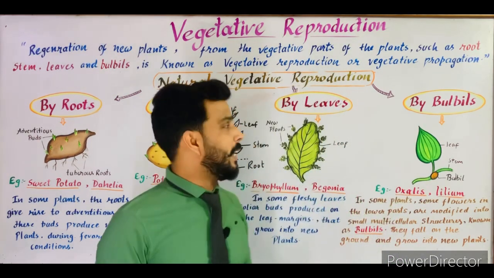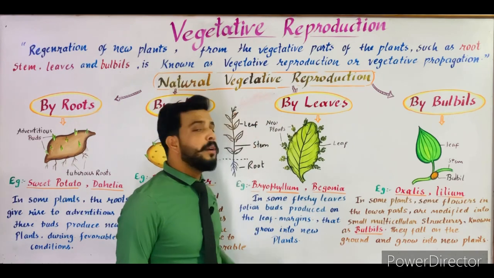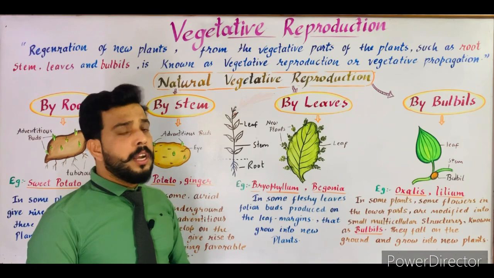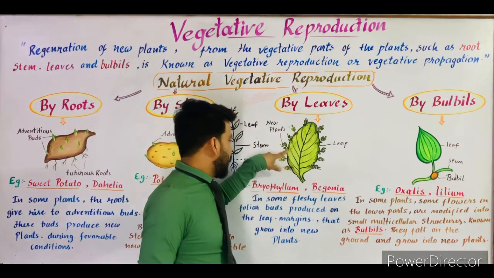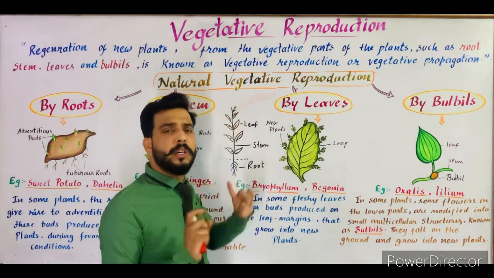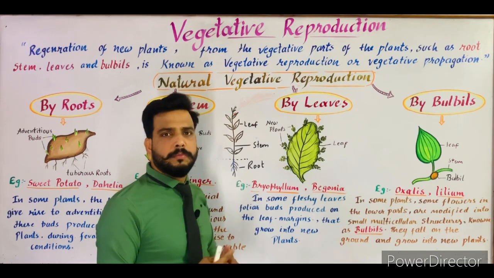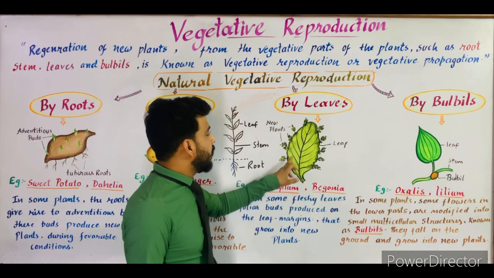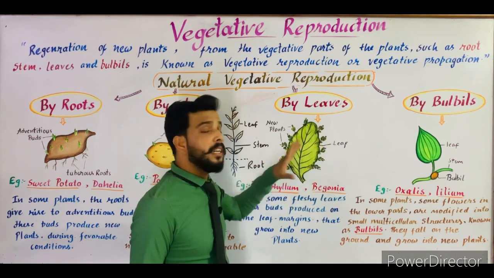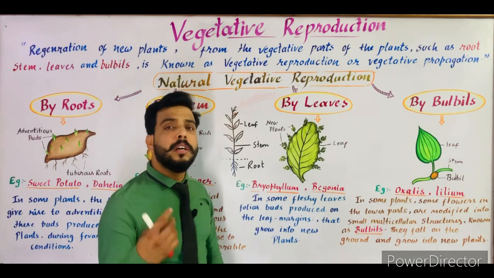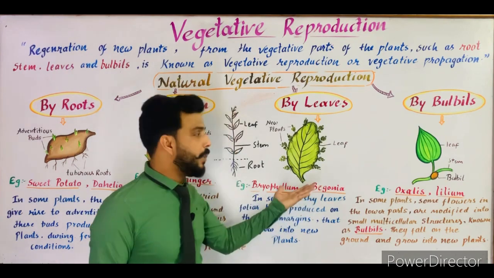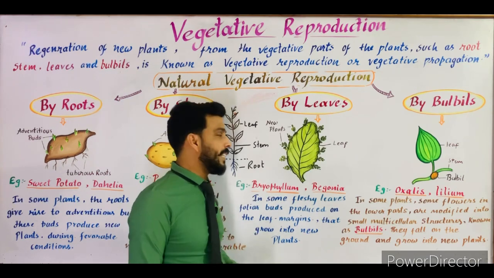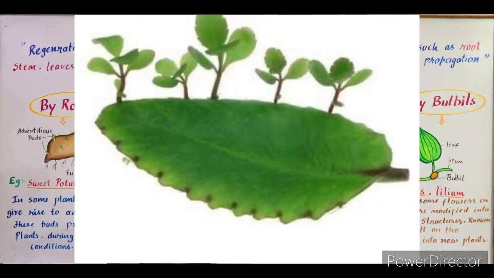Now the third one is vegetative reproduction by leaves. In some plants, the leaves become fleshy and store the food. At the leaf margins, there are numerous buds which are known as foliar buds. The word foliar means leaf-like. So in some plants, the leaf margin bears foliar buds, and these foliar buds develop a new plant, and this type of reproduction is known as vegetative reproduction by leaf. And the best example is bryophyllum. It is a leaf of bryophyllum.